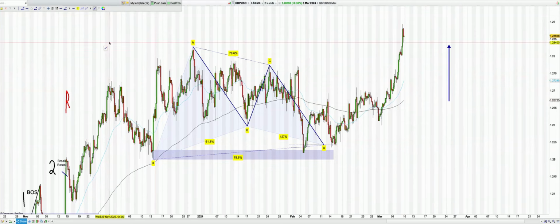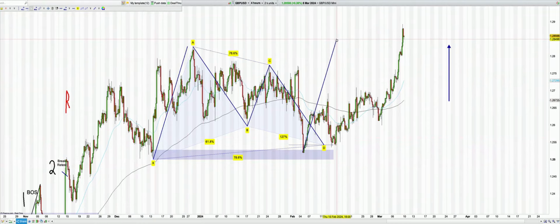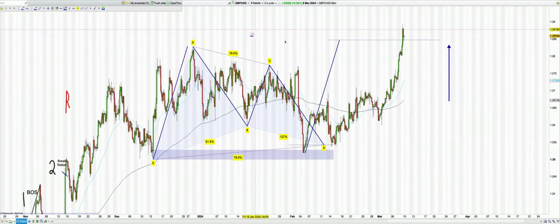And once you see the Gartley complete as it has, we're just going to take this length XA and draw it here. And you will see how price is interacting with that area at the minute. So far, acting as a bit of support. Do expect a higher low to be made.